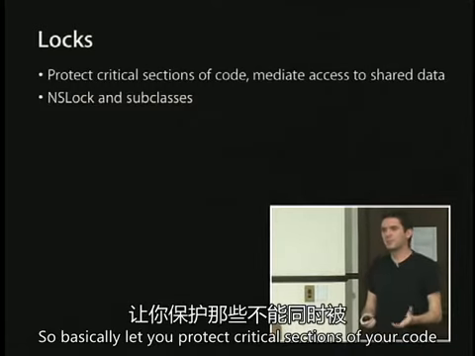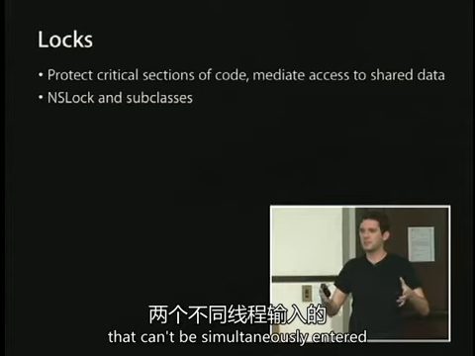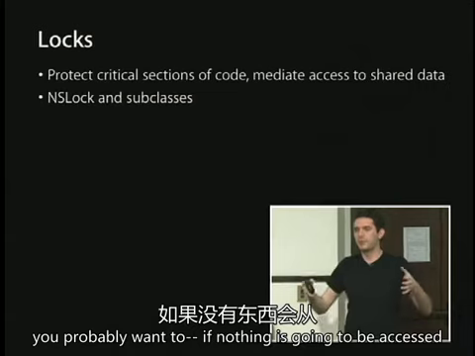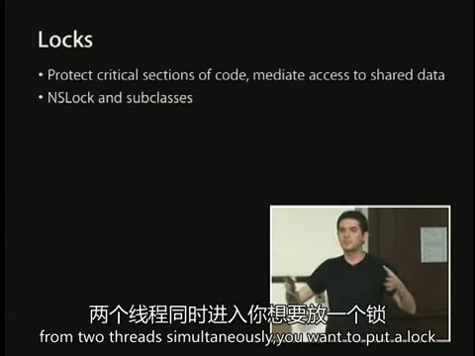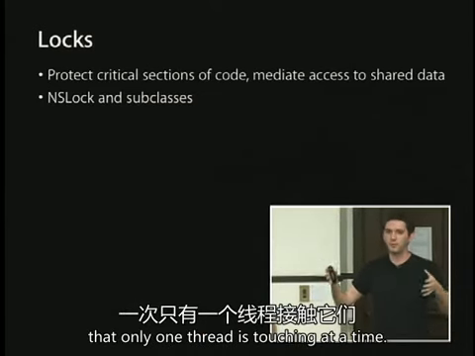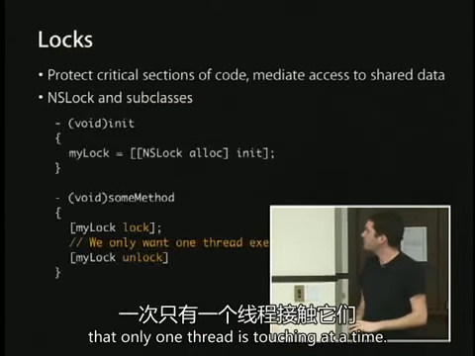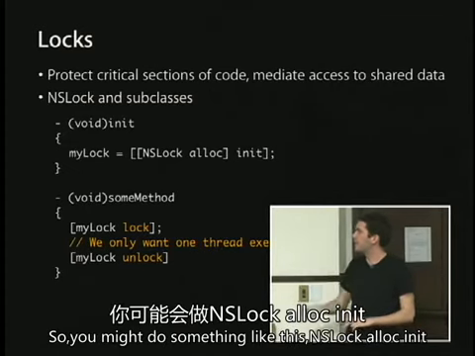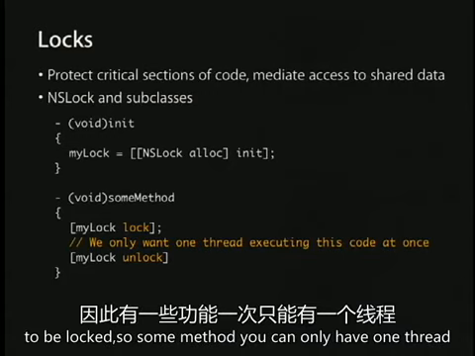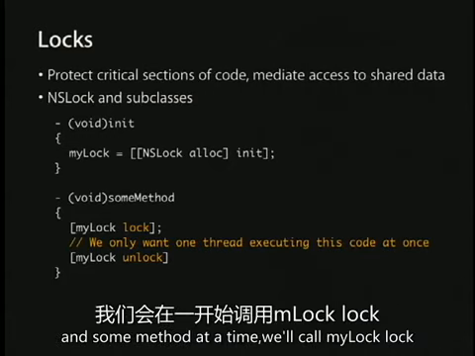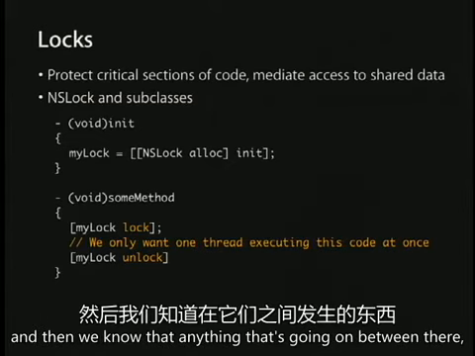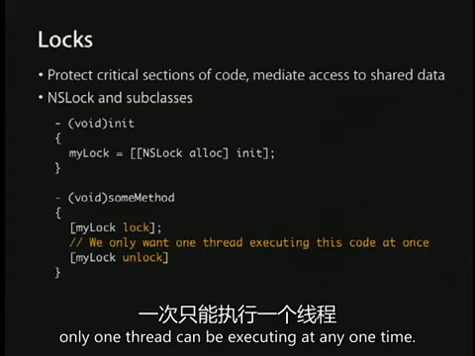Basically, they let you protect critical sections of your code that can't be simultaneously entered on 2 different threads. If you need to update some mutable array, and that thing's going to be accessed from 2 threads simultaneously, you want to put a lock around the access and the update so that you can be guaranteed that only one thread is touching it at a time. So you might do something like this: NSLock alloc init, and assign it to an ivar in your initializer. Then when you go to do something that needs to be locked, say some method where you can only have one thread at a time, we'll call myLock lock at the beginning and myLock unlock at the end. And then we know that anything going on between there, only one thread can be executing at any one time.